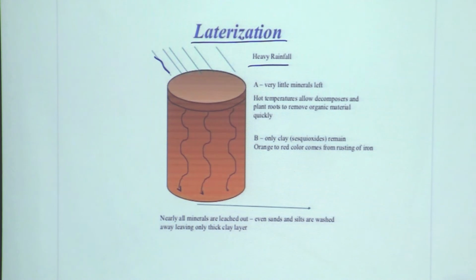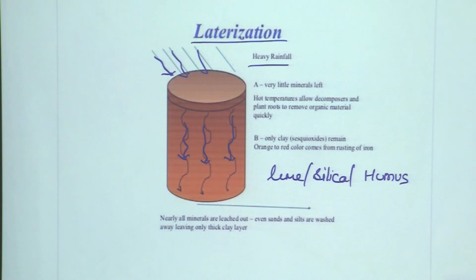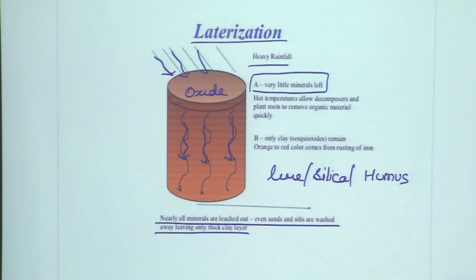Laterization: heavy rainfall results in continuous percolation of lime, silica, humus, and what will be rich here? Aluminium and iron oxide. Very few minerals are left. Nearly all minerals are leached out, even sand and silt are washed away. That is the reason laterite soil is technically infertile soil.